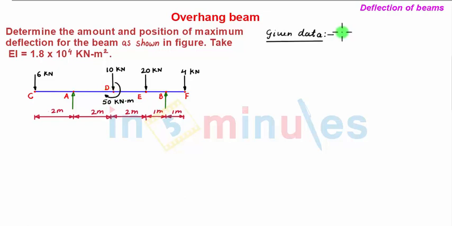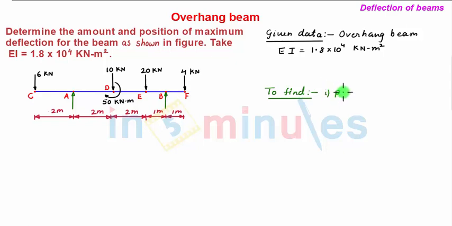So the given data of the problem is, first, we have an overhang beam. Second, the value of flexural rigidity EI is equal to 1.8 into 10 to the power 4 kilonewton meter square. We see the unit of EI is consistent with the unit of the load and the distance of this loading diagram. In this problem we have been asked to find the position and amount of maximum deflection, that is Ymax. So let's solve the problem.